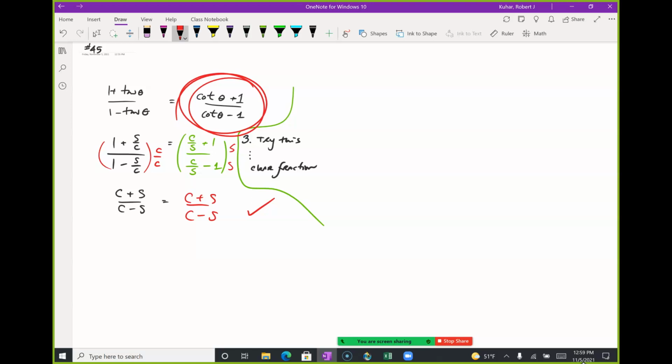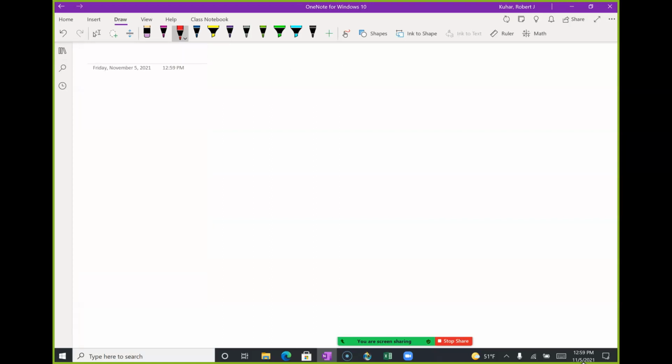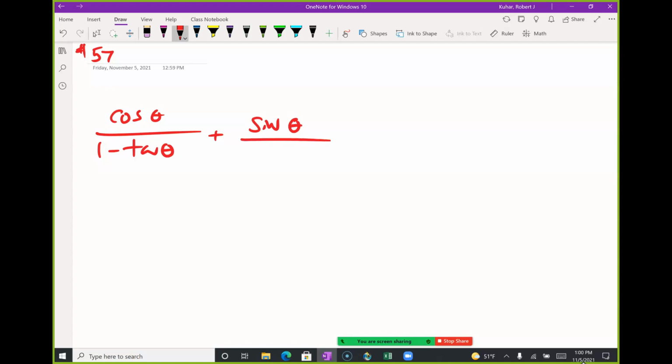Let's do 59. No, let's do 57. Sorry. Cos of theta all over 1 minus tan of theta plus sine of theta all over 1 minus cotan of theta should be equal to sine of theta plus cos of theta.